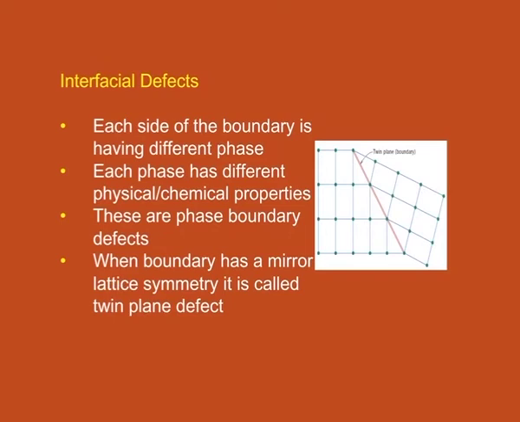Now, if there is a mirror lattice symmetry across the boundary, then such defects are called twin plane defects, and these are very interesting defects which can be studied when we look at scanning electron microscope images of a particular solid. This is a very symmetric arrangement of atoms on both sides of the boundary, which leads to this kind of defect in the solid.